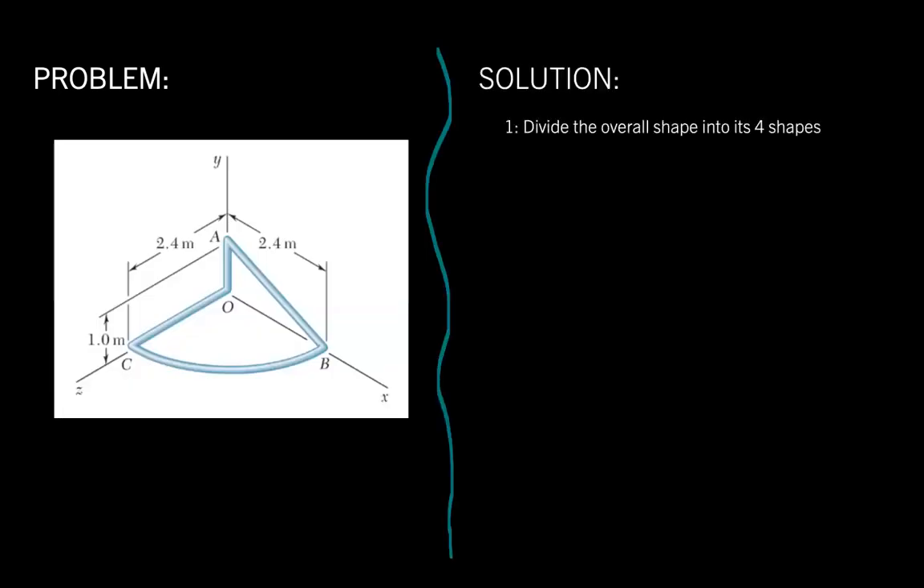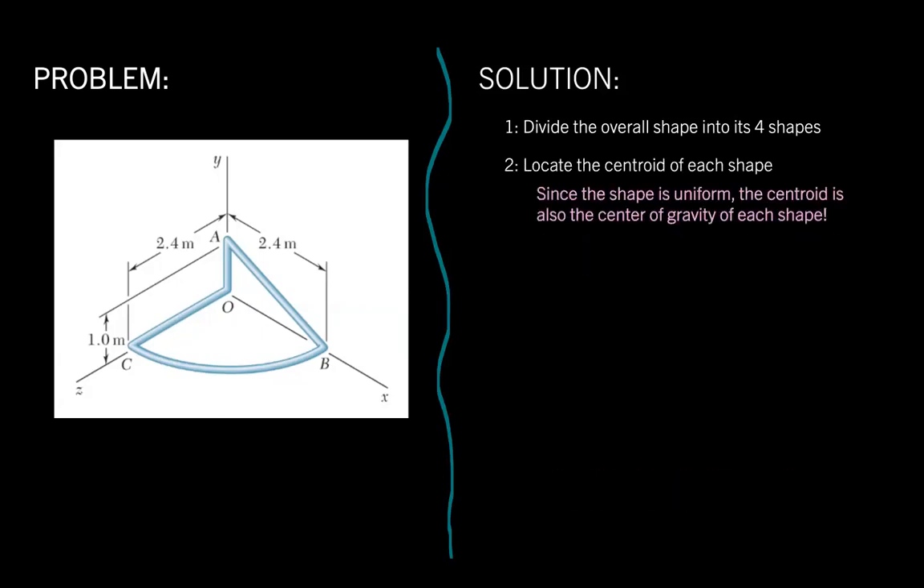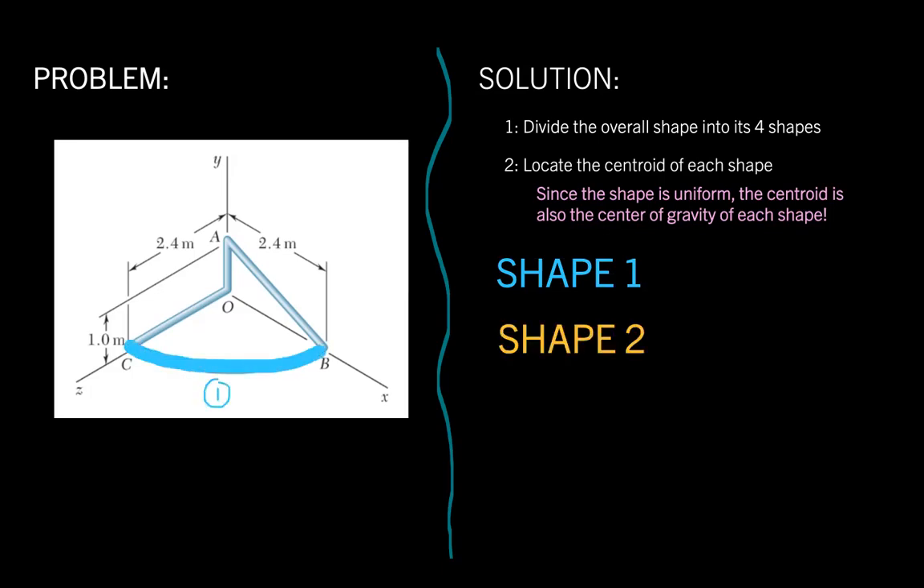In the solution, first we will divide the overall shape into its 4 shapes, and then we will locate the centroid of each shape. Since the shape is uniform, because of the uniform cross-section and the uniform density of steel, as we will assume in this problem, the centroid is also the center of gravity of each shape. So for shape 1, we will define that as being this quarter circular arc. Shape 2 will be this diagonal line. Shape 3 will be this vertical line. And shape 4 will be this horizontal line.